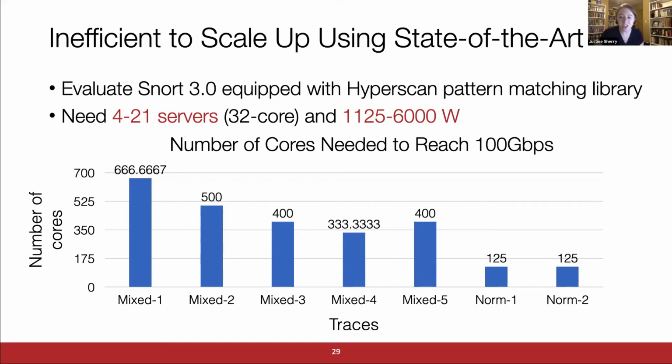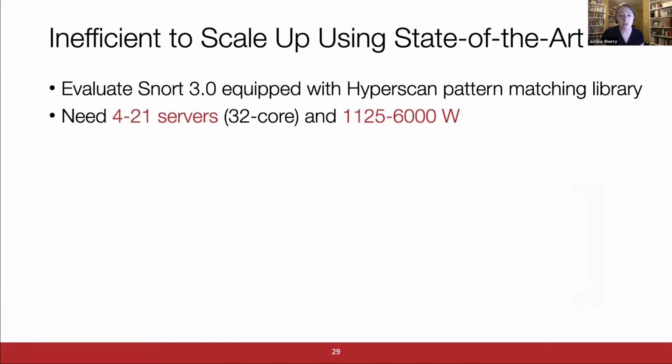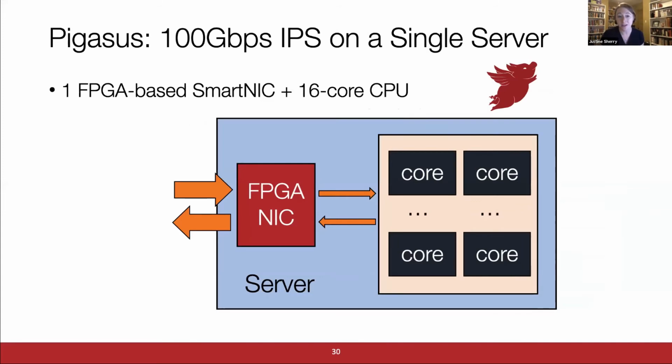To address this challenge, we built a new intrusion detection system called Pigasus. Pigasus uses an FPGA embedded in the server, like the Crossroads FPGA, although since we don't have a physical Crossroads FPGA, we used an FPGA-based SmartNIC. And we built a system that could keep up with 100 gigabits per second using just one FPGA and one 16-core CPU. So instead of needing those 4 to 21 servers, we needed just one server.